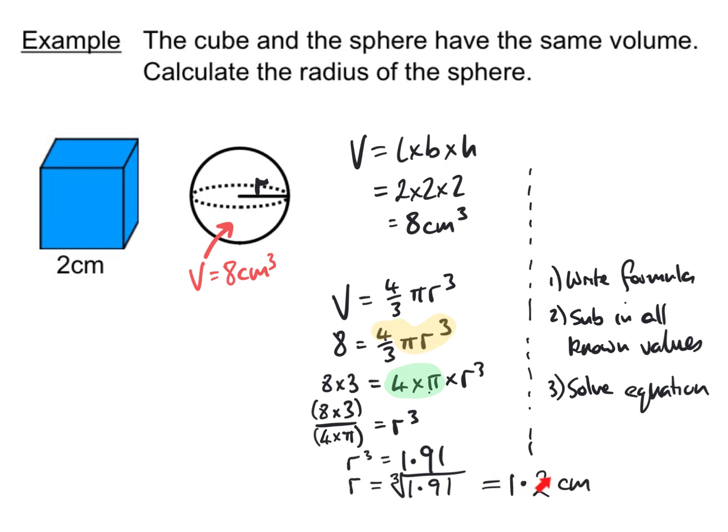Now I've just rounded that to 1 decimal place, but remember for units, we're trying to find r. r is a length, so it doesn't get cubic or square units because it's just length, it's just going to be centimetres. Okay, because the volume was given in cubic centimetres, the length will be given in just centimetres.